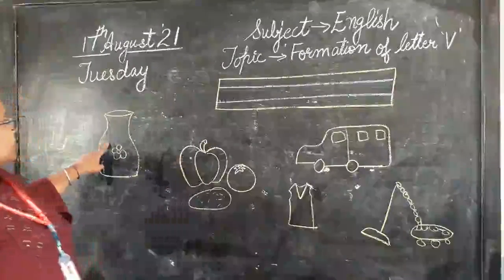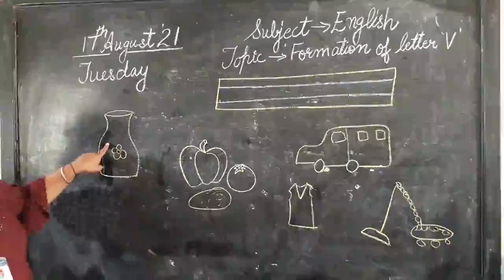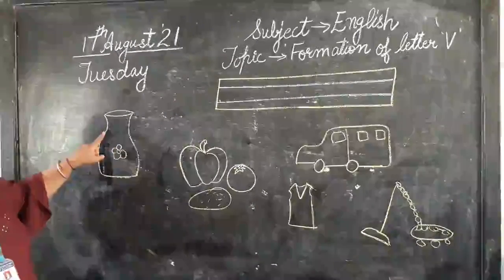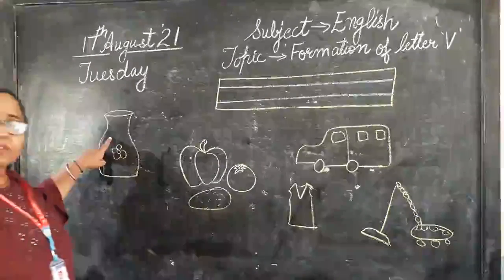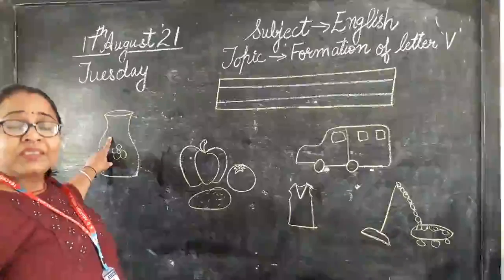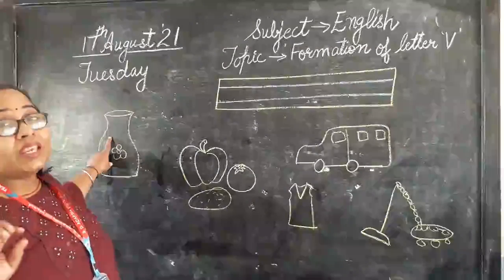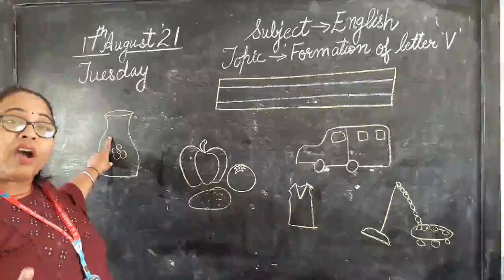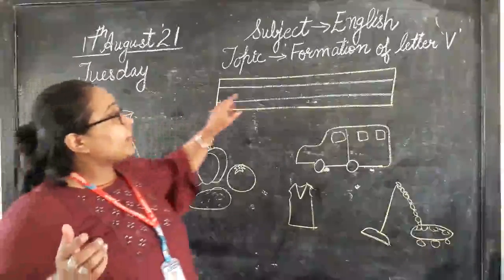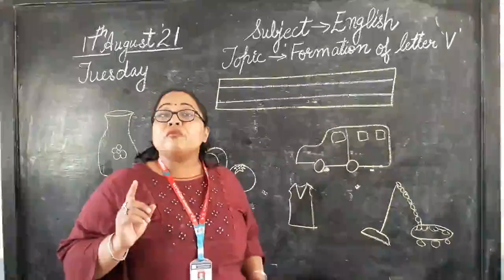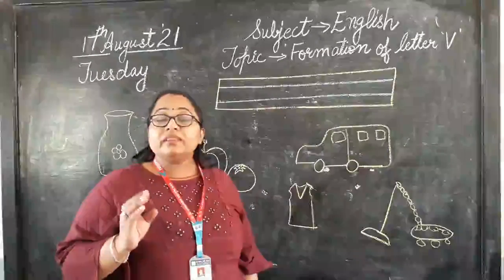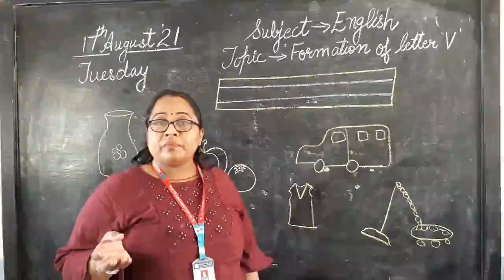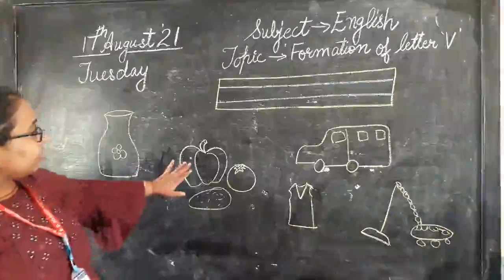So what is this? Vase. Very good. It is a vase. What is a vase? Something in which we keep flowers, isn't it? So, vase. So the sound of letter V is V. V says verb. Clear?